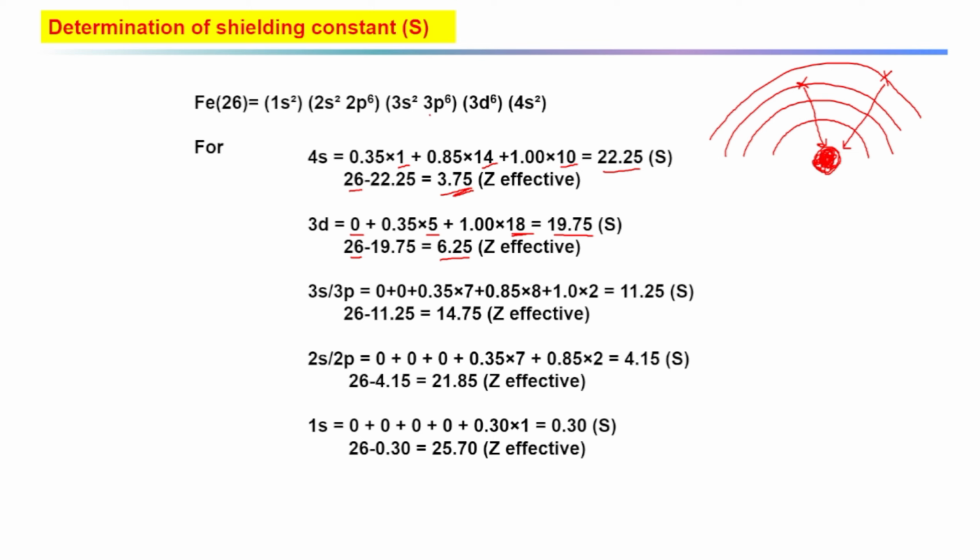Now if we calculate for the 3s2 and 3p6, total there are 8 electrons in 3s2 and 3p6, and the 3d and 4s will not contribute anything, so we will have 0 and 0 for 4s and 3d. Now 8 electrons are there in the 3s2 3p6, so one electron can see 7 more electrons.